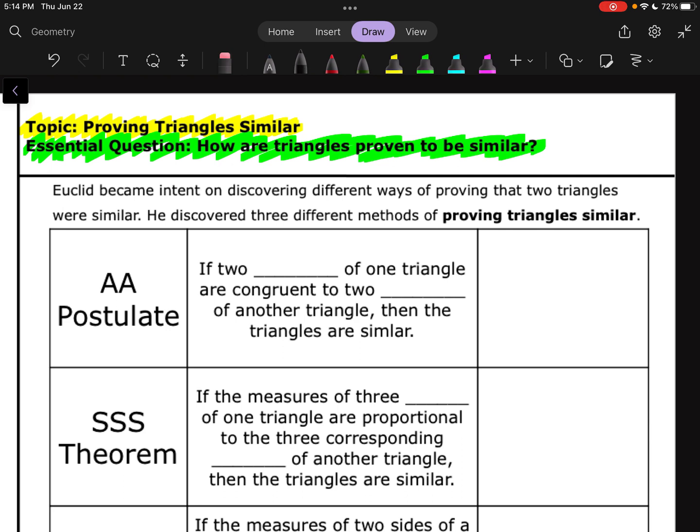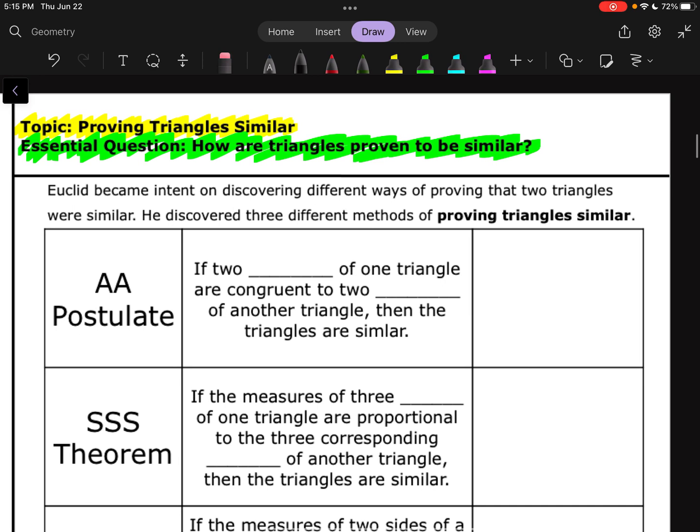Now, if you watched the last video, we were talking about similar figures and what it meant to be similar. And so what this says up at the top is that Euclid, our father of geometry that proved all this long ago, had become intent on discovering different ways of proving that two triangles were similar. And he discovered 3 different methods of proving triangles similar. And we're going to take a look at those 3 different methods. So our first one is called AA, the AA postulate.